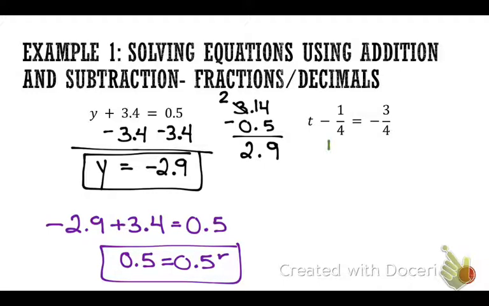Okay, so now we have over here, t minus 1/4 equals negative 3/4. So, first question again, what operation is connected to my variable? Subtraction. So what do I need to do to get t by itself? Add what? 1/4. Add 1/4. Okay? And I need to add 1/4. Whatever I do to one side, I do the same thing to the other.